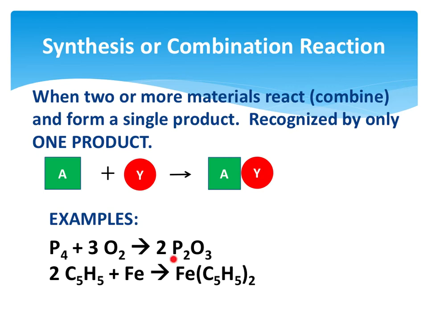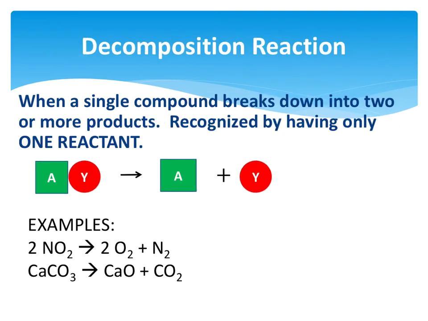So you can see here there's only one product. I know it says two here, but that's something different. There's only one chemical compound over here. One chemical compound over here. So that would be your example of a combination or synthesis reaction. And people use these words interchangeably. Some people say synthesis, some people say combination. So if you see either, it means the same thing.